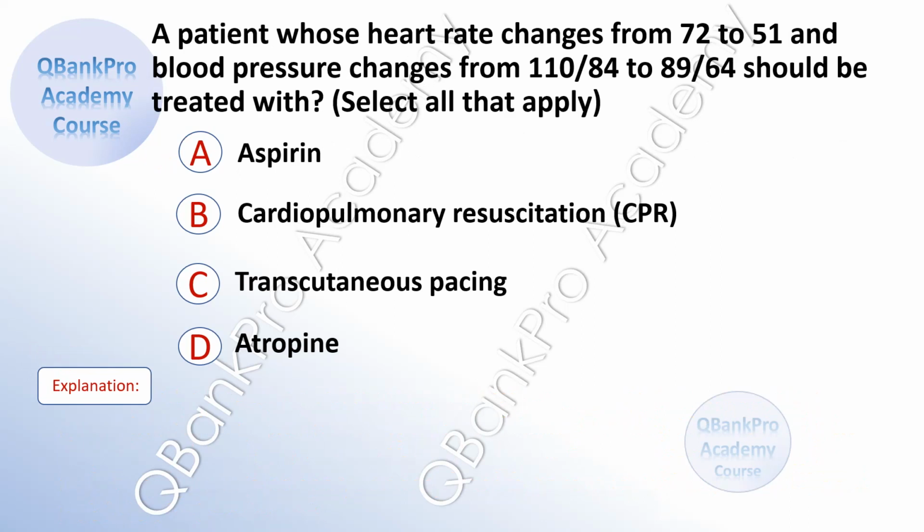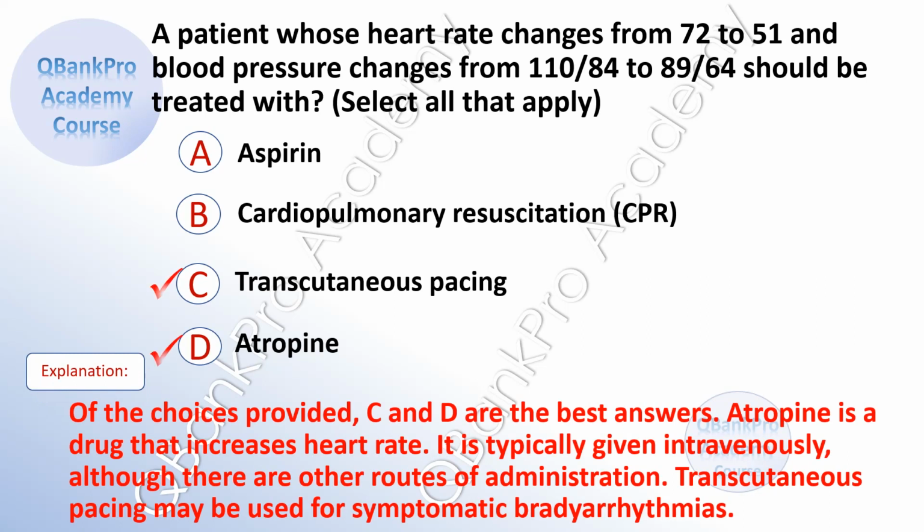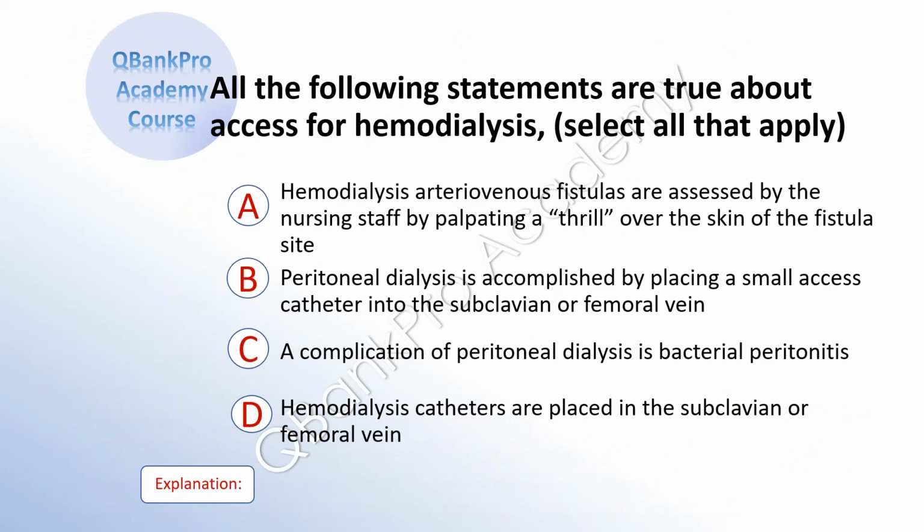A patient whose heart rate changes from 72 to 51 and blood pressure changes from 110/84 to 89/64 should be treated with, select all that apply. A. Aspirin. B. Cardiopulmonary resuscitation. C. Transcutaneous pacing. D. Atropine. The correct answer is C. Transcutaneous pacing and D. Atropine. Explanation. Of the choices provided, C and D are the best answers. Atropine is a drug that increases heart rate. It is typically given intravenously, although there are other routes of administration. Transcutaneous pacing may be used for symptomatic bradycardia.